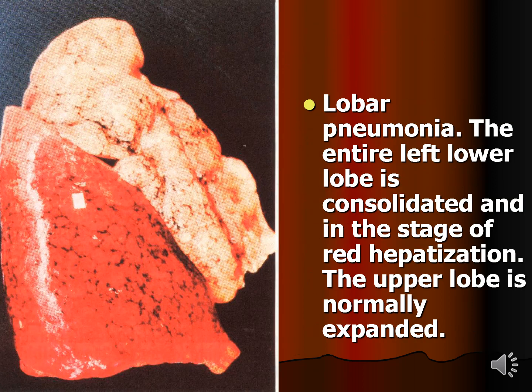Here you see another gross specimen with lobar pneumonia features. So the entire left lobe is consolidated, and here you see a piece of normal lung and a piece of the lobe, the whole lobe with the symptoms of red hepatization. So this is the whole lung and lung lobe with red hepatization.